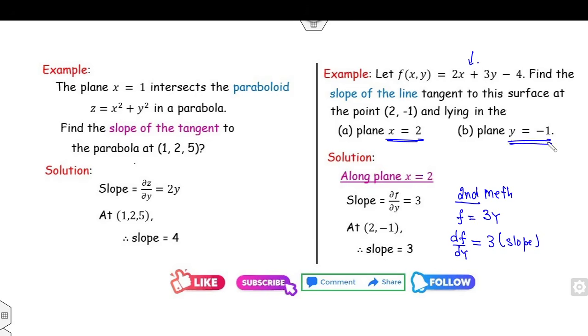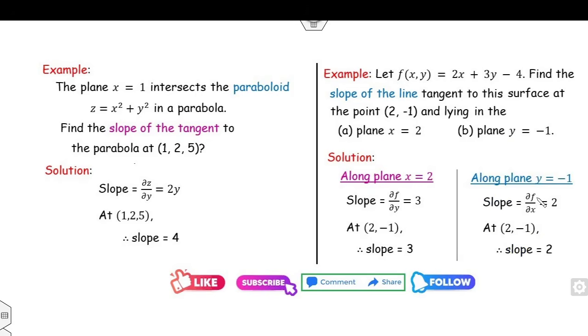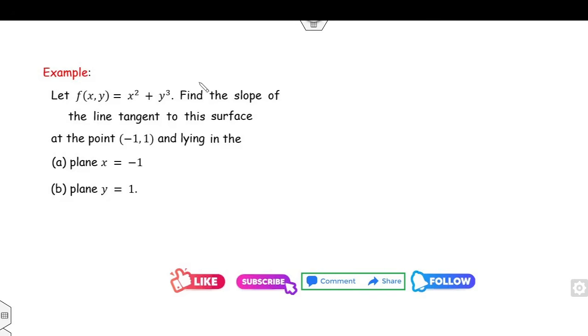Similarly, corresponding to y is equal to minus 1, your slope is del f upon del x. And that is quite a similar one. Again, on the plane x is equal to -1, your target is to find the slope. What is the slope? It is del f upon del y. On the plane y is equal to 1, the slope is del f upon del x.